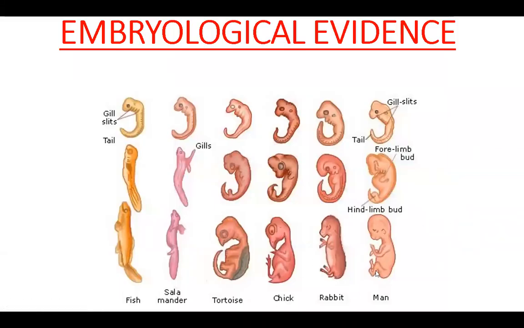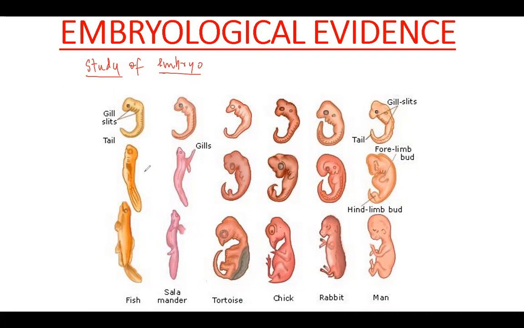That's the next set of evidence. It's called embryological evidence. What is embryology? Embryology is the study of the embryo. When you study the embryo, you come to know many similarities between today's organisms and the previous organisms. Study of the embryo is known as embryology. Embryological evidences are taken from embryology.